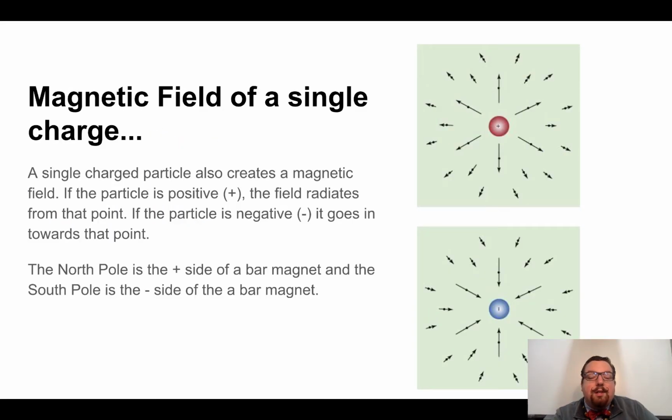A single charged particle also has a magnetic field. So a positively charged particle will have a magnetic field that radiates away from it, and a negatively charged particle will have a field that radiates towards it. You could imagine the bar magnet having a north pole side, which would be positive then, and the south pole side being negative, because the field goes away from the positive side and towards the negative side.